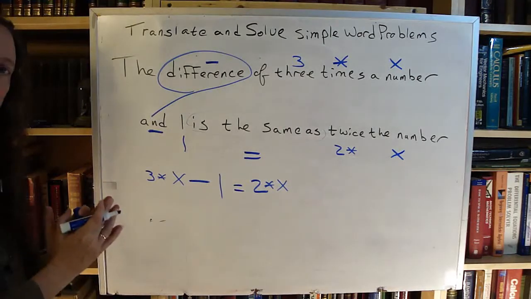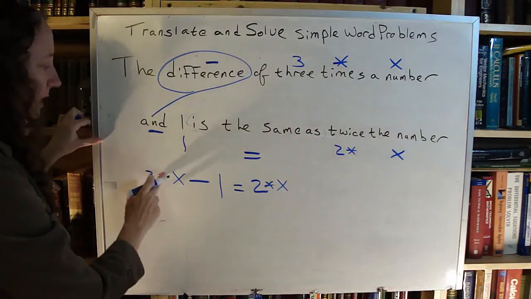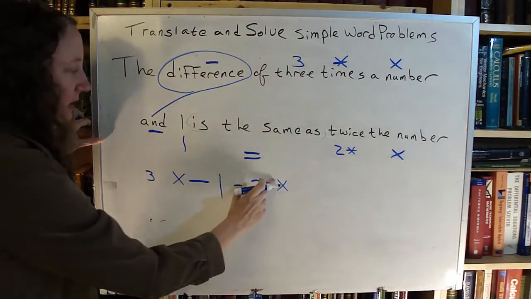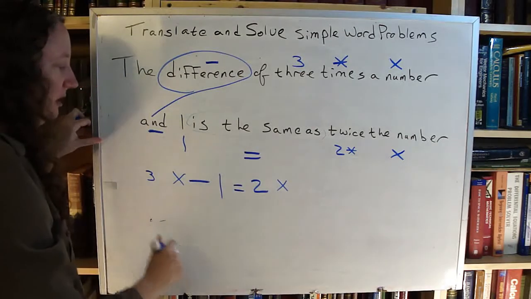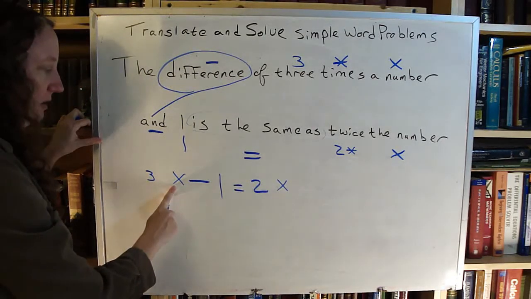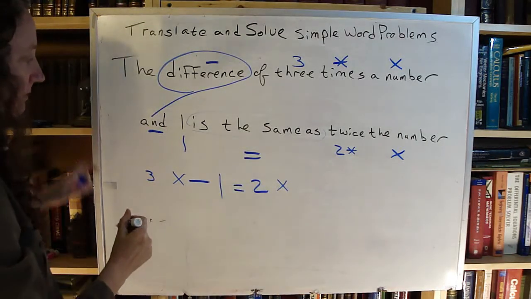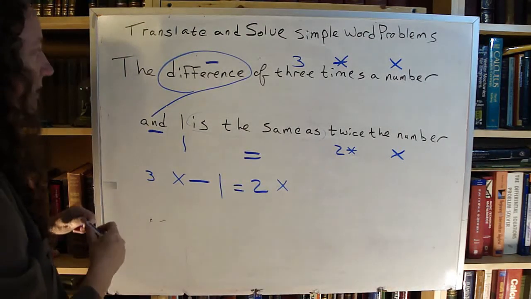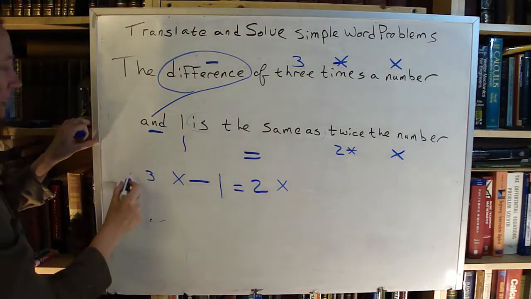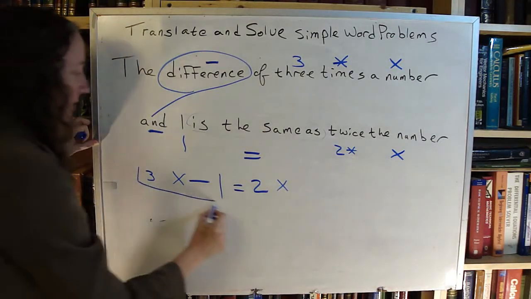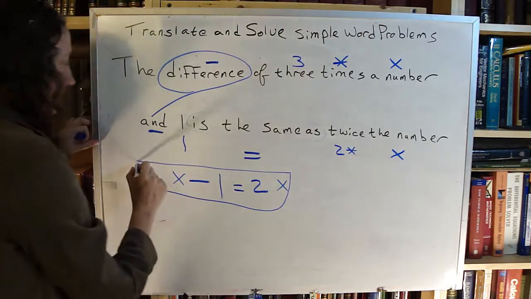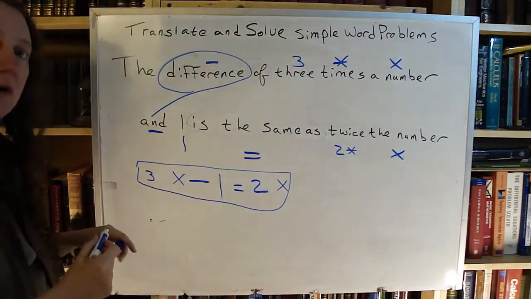Pulling it together a little bit more, we can get rid of the times sign in each of these because a number followed by a letter just means that they're being multiplied. Now I have my translation. Now I need to solve it.